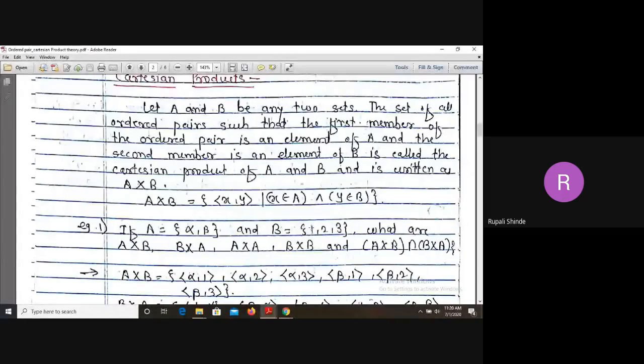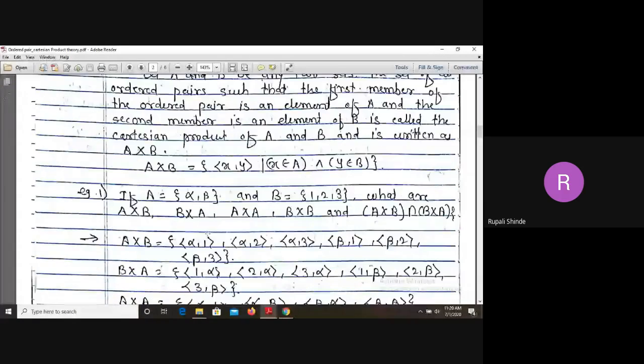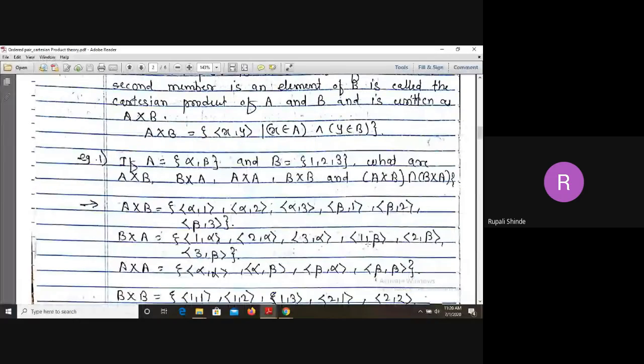So we can write the first ordered pair as 1 comma alpha. Next one is 1 comma beta. Okay. Now here we have done the processing for element 1. Now consider the second element, 2 comma alpha, 2 comma beta. Now the third element, 3 comma alpha and 3 comma beta. So this will give you the answer for B Cartesian product A.